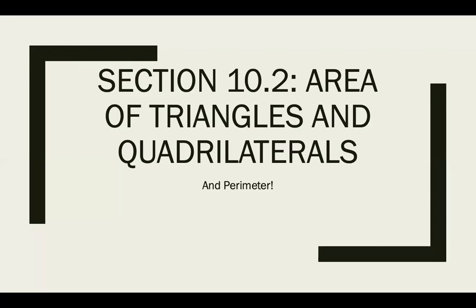All right. Chapter 10, section 2, talking about the area of triangles and a bunch of different quadrilaterals that we've learned throughout the year. And we'll also talk a little bit about perimeter. Okay, so first off, just a quick review of what area and perimeter are.